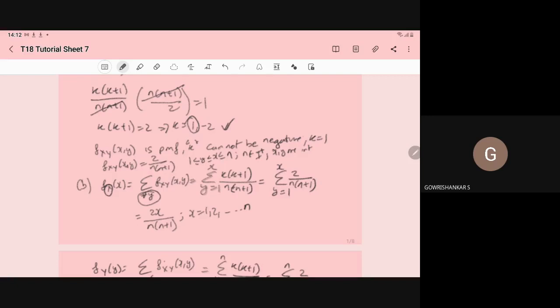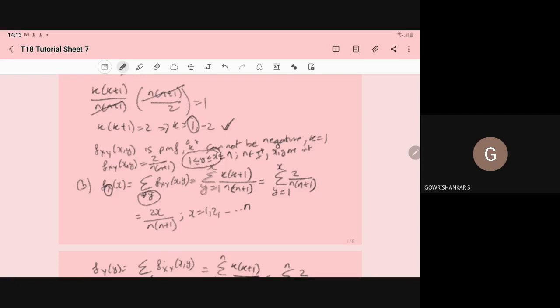Sum for all values of y of the joint PDF, which means f(x,y). So here you have to take the summation. Now from the limit, you know that y varies from 1 to x.